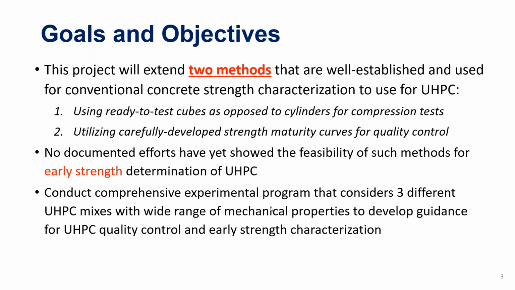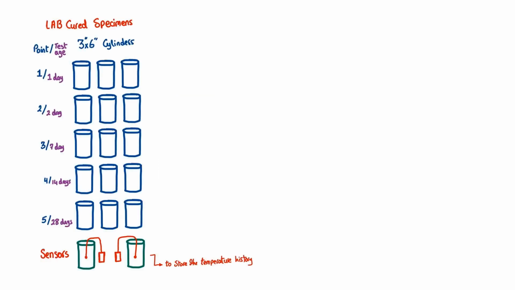So let me start, for those who are not familiar with the maturity method, what do we do for the maturity method? In the lab, before you start a project, that's what the ASTM C1074 maturity method specification would tell you to do. You just prepare your cylinders, UHPC in this case, and have them in a lab cured environment. And you have your sensors inside the cylinders, and you have 5 breaking points. That's what the ASTM is recommending at various ages that go from 1 day to 28 days.